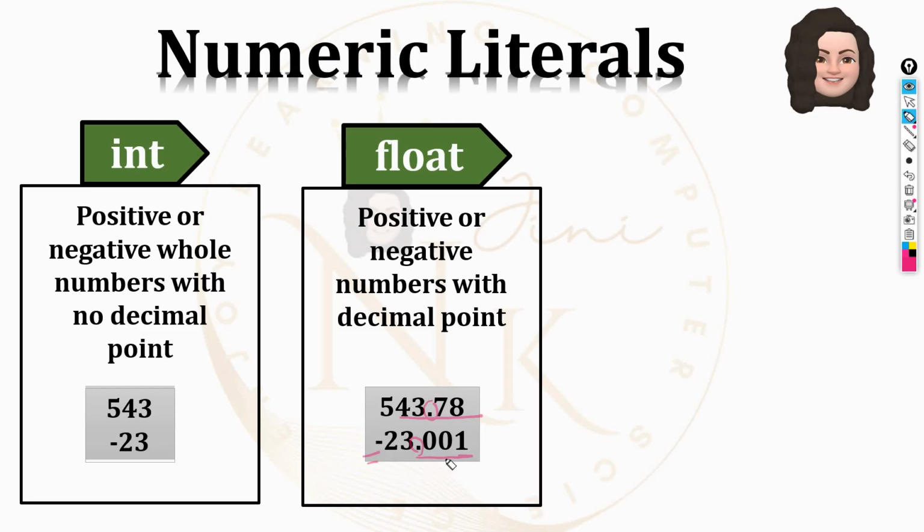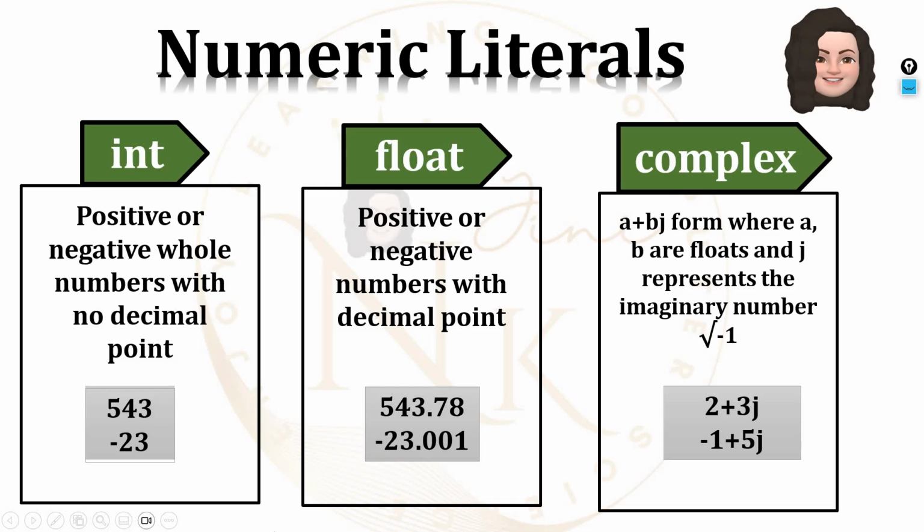And the next one is complex. Complex will be in A plus Bj form where A and B are floats. You can see here 2 plus 3j. 2 is a real number, 3 is also a real number, and j is an imaginary number which is the square root of minus 1. So numeric literals are of three types: integer, float and complex.